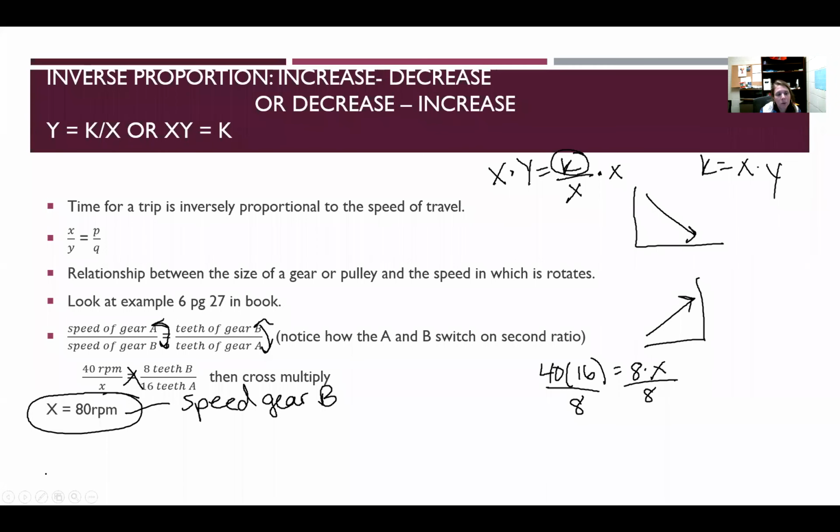And then that's it. So your book goes over more of this, but again, all of this is just using proportions. The only difference with this one is you're setting up the inverse relationship, which means you're switching these, okay? So if something talks about an inverse relationship, you guys are going to need to know that you have to switch these.